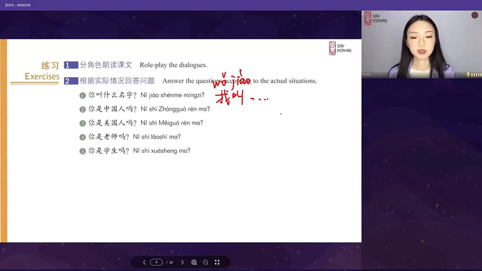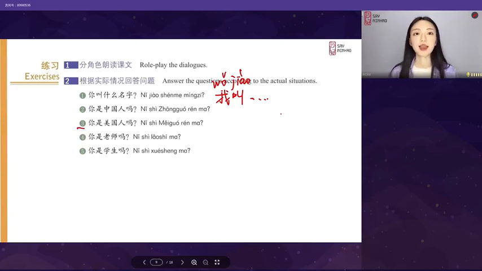Now let's move on to question two. 你是中国人吗? This means, are you Chinese? So if you are, then you can say, 我是中国人. If you are not, then 我不是中国人. Use the negative form of 是, okay? Okay, this is the answer of this question.